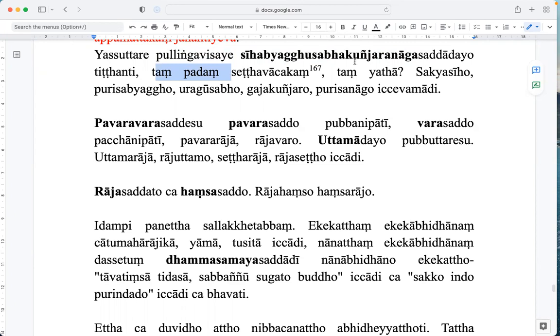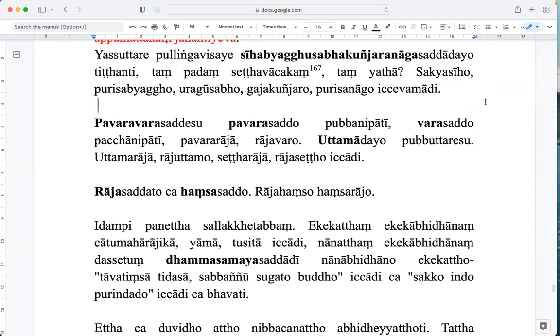So, for example, Sakya Siho. After the Sakya, we find the Siho. We find the Siho, and also the form is Sakya Siho in masculine. So Siho says lion, but not lion.